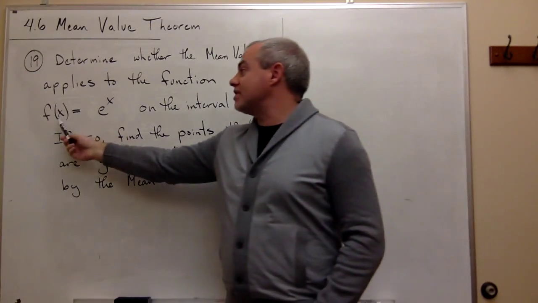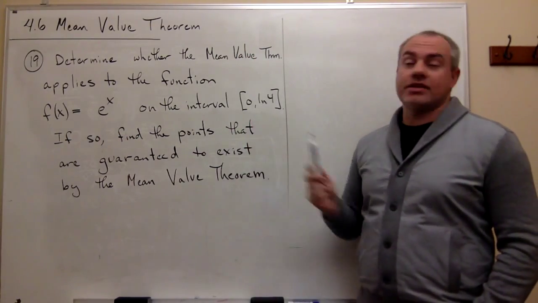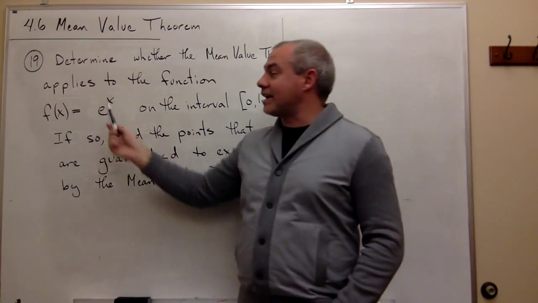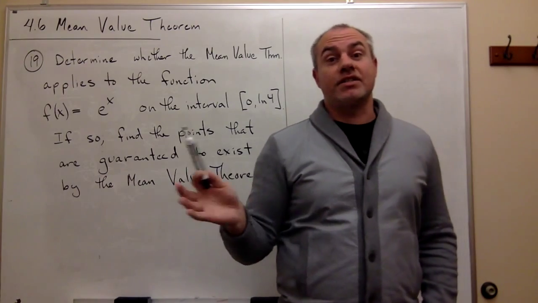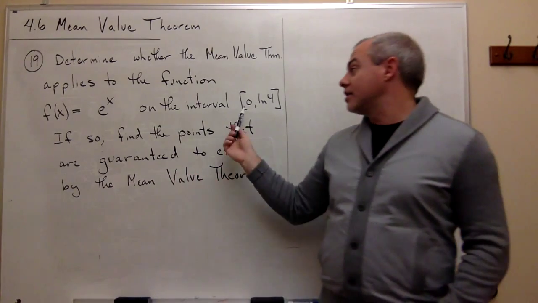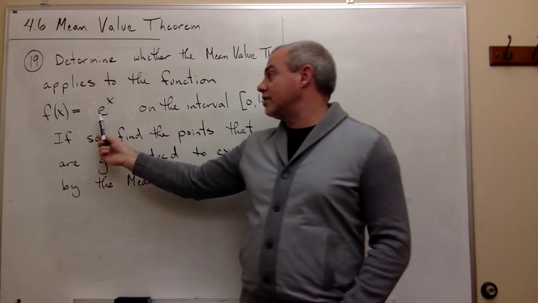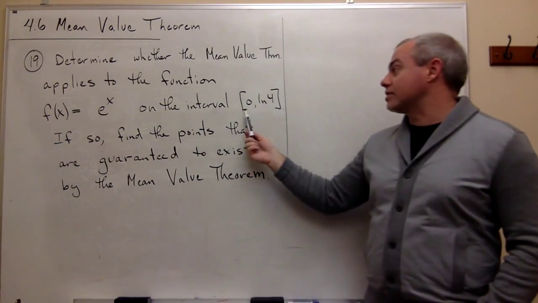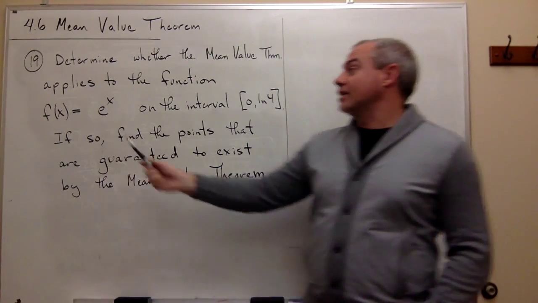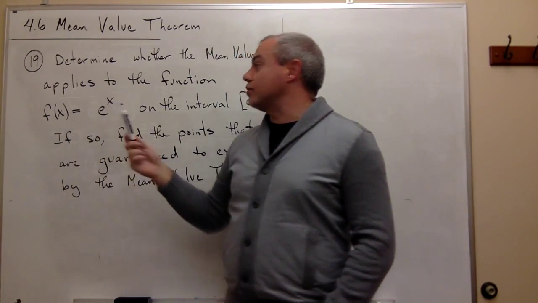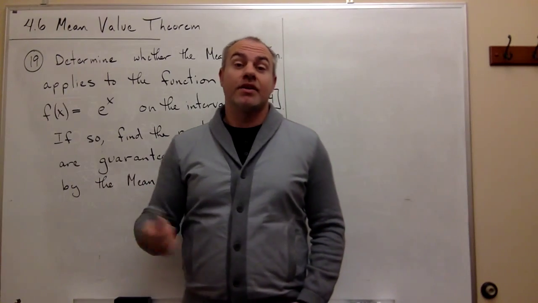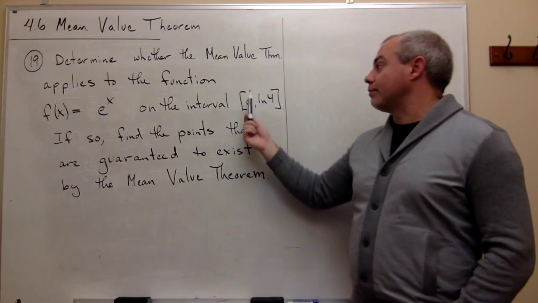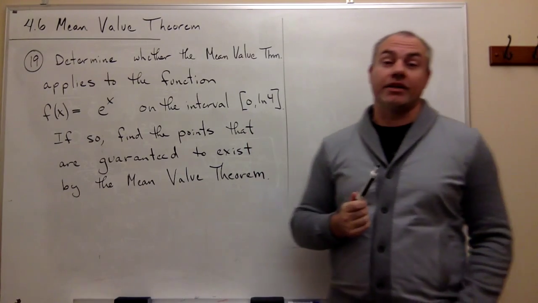First of all, is this function continuous on this closed interval? And the answer to that is yes. E to the x is a nice continuous function. It's continuous everywhere, not just on this closed interval. So since e to the x is continuous everywhere, certainly it is continuous on this closed interval. Secondly, f of x is e to the x, whose derivative is also e to the x, so it's differentiable everywhere. And if it's differentiable, then it's certainly differentiable on the open interval from 0 to ln of 4.